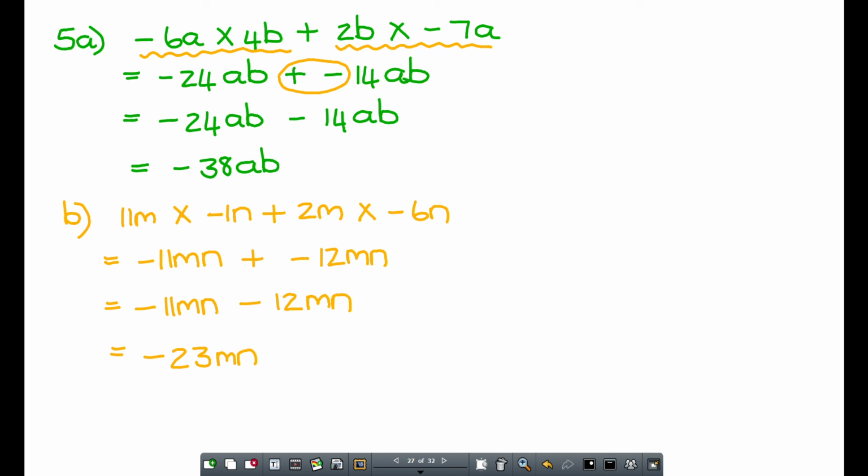Right, then at B, same thing. I had to multiply these two first. And that gave me minus 11mn plus, and now I multiply the 2m and the minus 6n. And that gives me minus 12mn. Now I need to multiply those two signs, and that gives me the negative. And these two terms are like terms because they both have m and n as an unknown. So minus 11mn minus 12mn will give me minus 23mn.